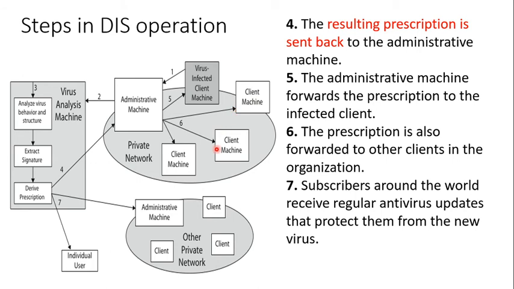So instead, if there is a new virus in any one machine and the virus analysis machine finds the solution for it, that solution, which is a prescription, will be sent to all the devices connected to the same virus analysis machine. This is what you call antivirus updates. This is very important. For example, if I have K7 antivirus on my machine, then over a span of time I keep getting the antivirus updates.